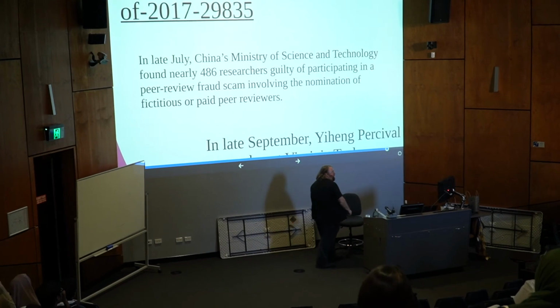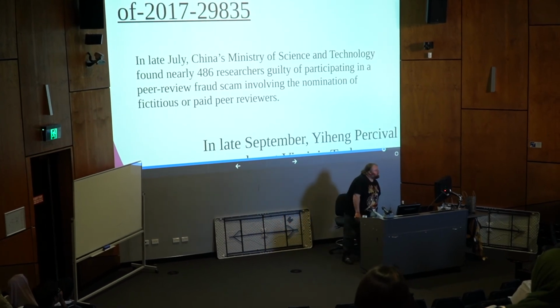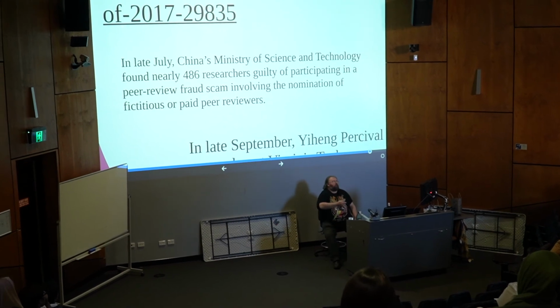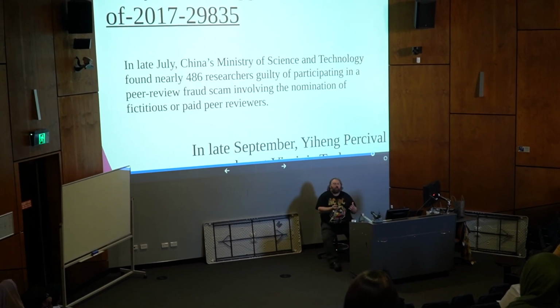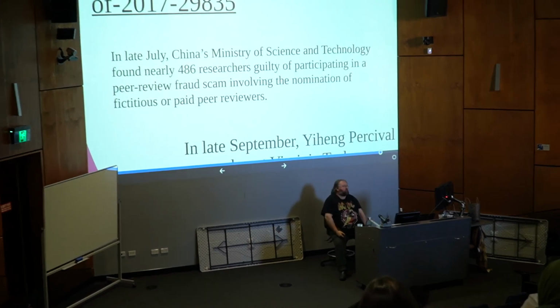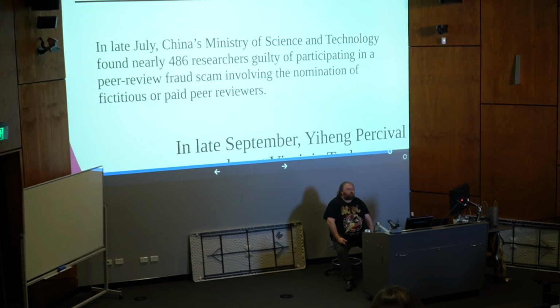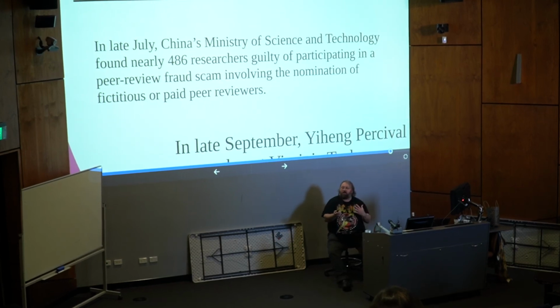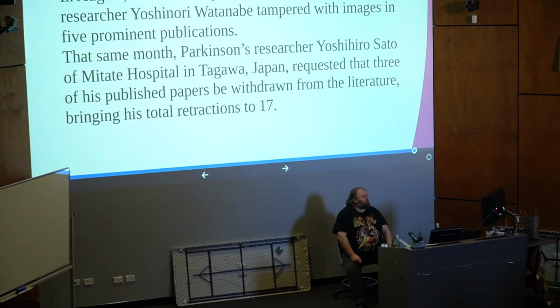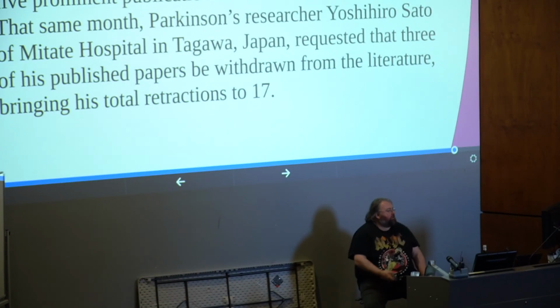So we've got here, in China, 486 researchers guilty of paid peer review. There are scientific journals where you can write a paper yourself, pay $500, and you're now a published scientist. It may be in some dodgy paper, and it may be in a journal that never peer reviews you, but it's going to be a problem there. Again, you've got a whole heap there.